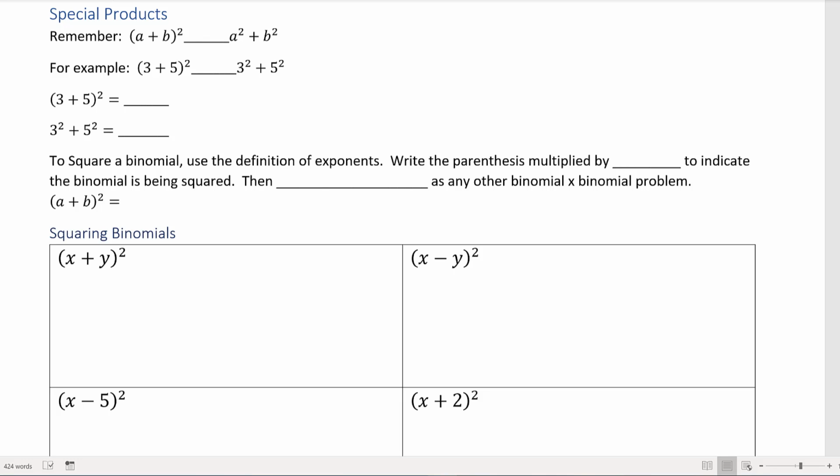Today's lesson is on special products. There are several types of multiplying binomials or polynomials that come up fairly frequently, and we're going to cover those specific cases and see if we can't make this process a little shorter.